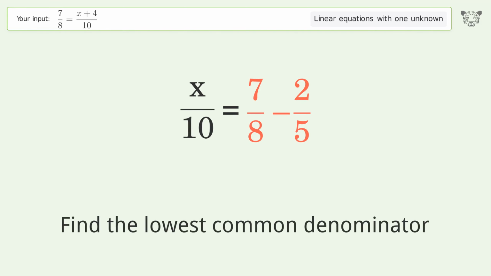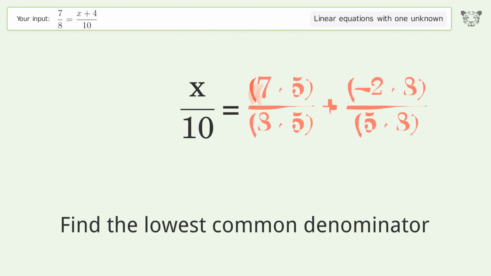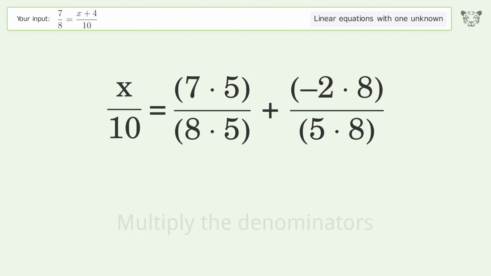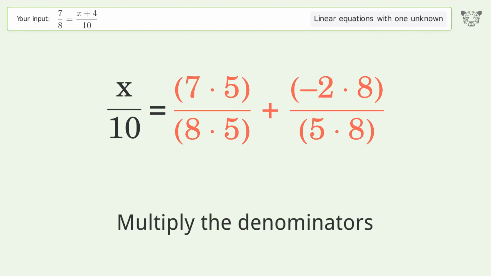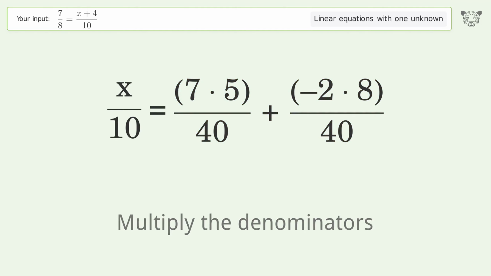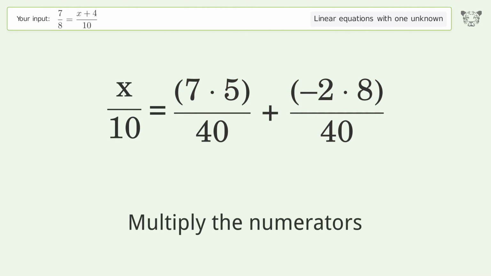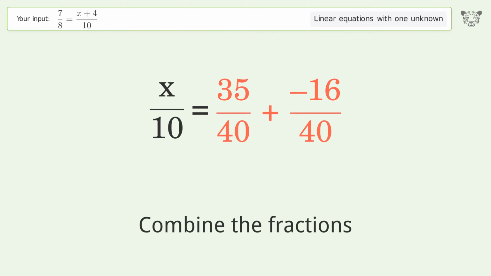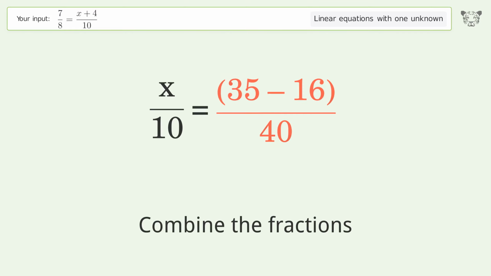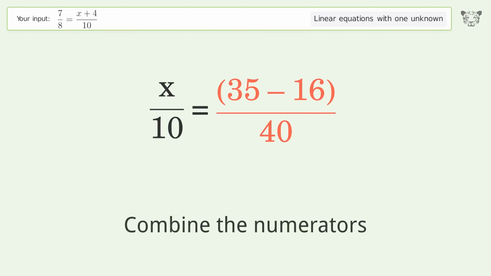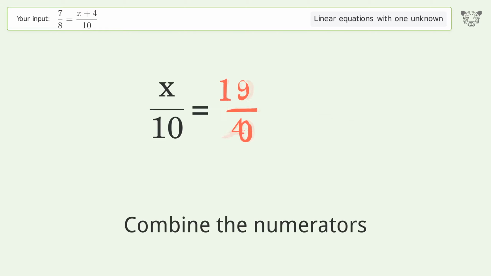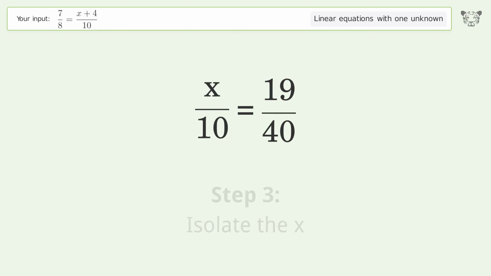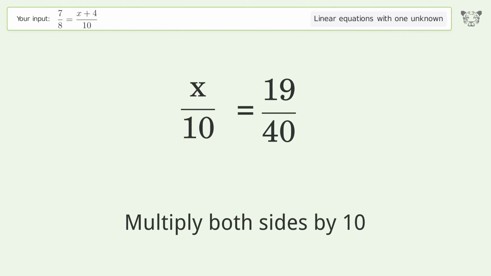Find the lowest common denominator. Multiply the denominators. Multiply the numerators. Combine the fractions. Combine the numerators. Isolate the x. Multiply both sides by 10.